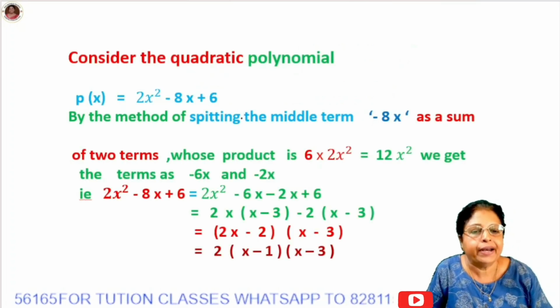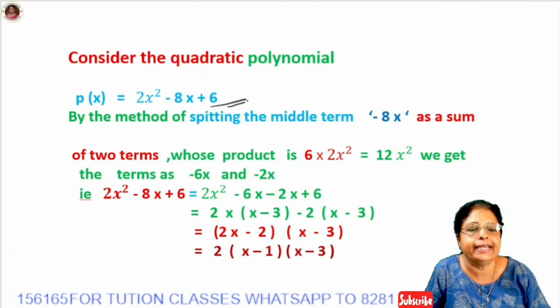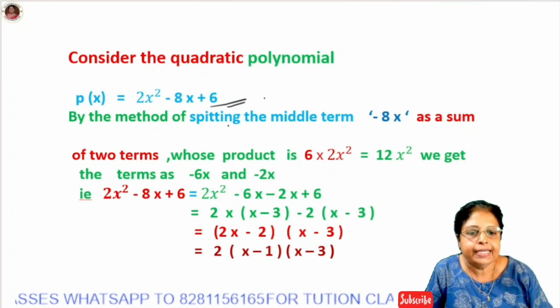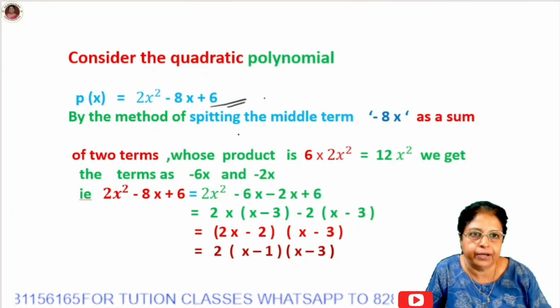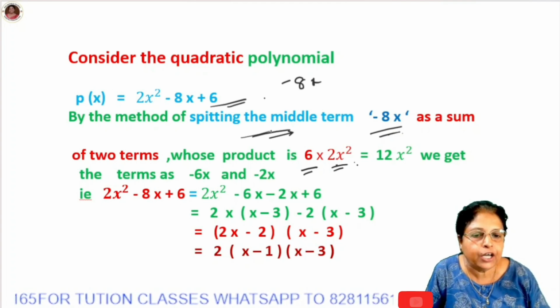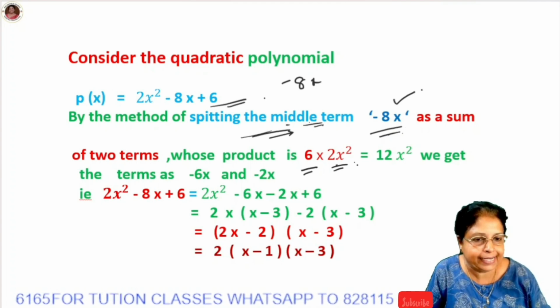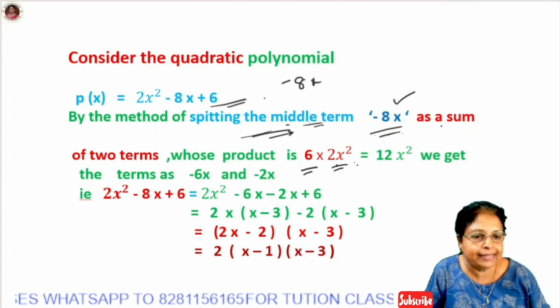Then consider quadratic polynomial p of x equal to 2x square minus 8x plus 6. Here we want to find out the zero of this polynomial. We are finding the zero of this polynomial by the method of splitting the middle term. Middle term is minus 8x. Here we split like this.